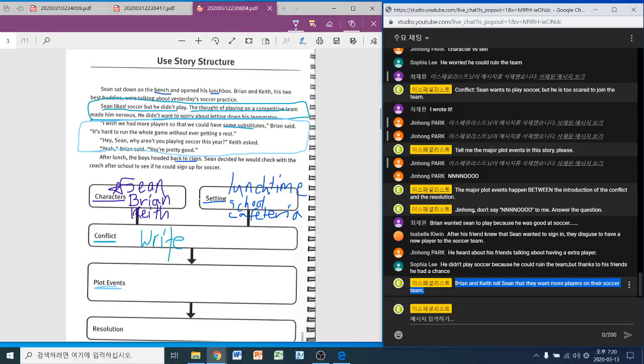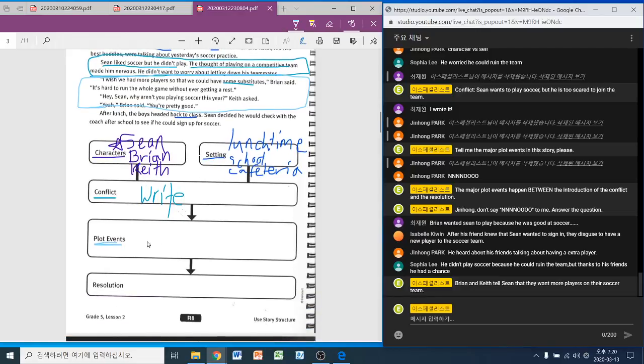This is the middle. This is what happens in the middle. He hears them talking. They say he's good. They want more players on their soccer team. Okay, so write that here. Write the plot events. Summarize.